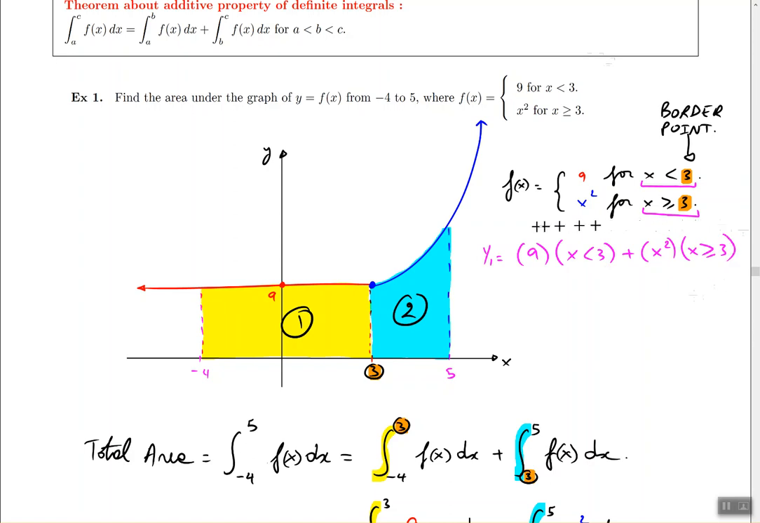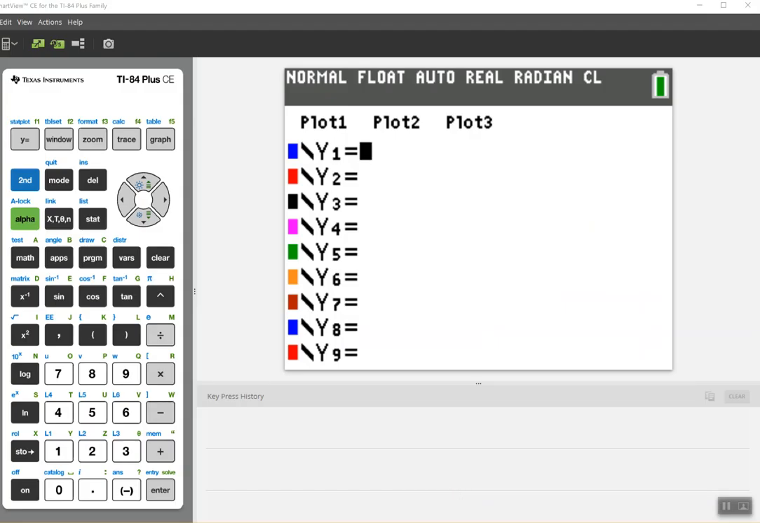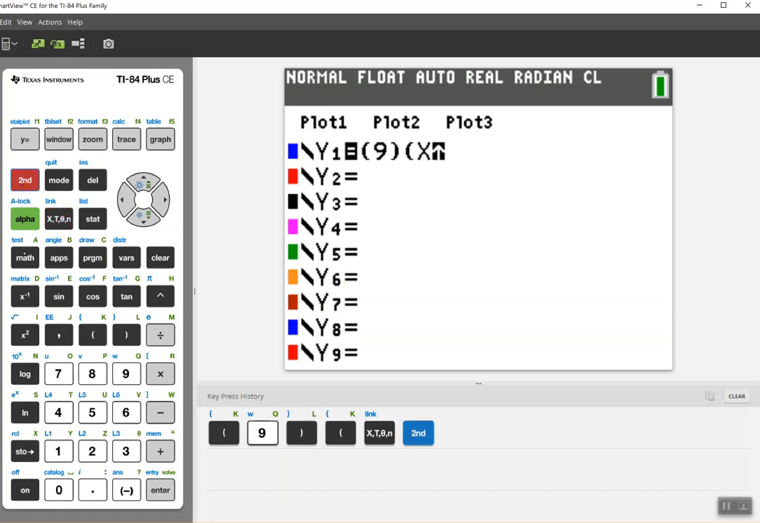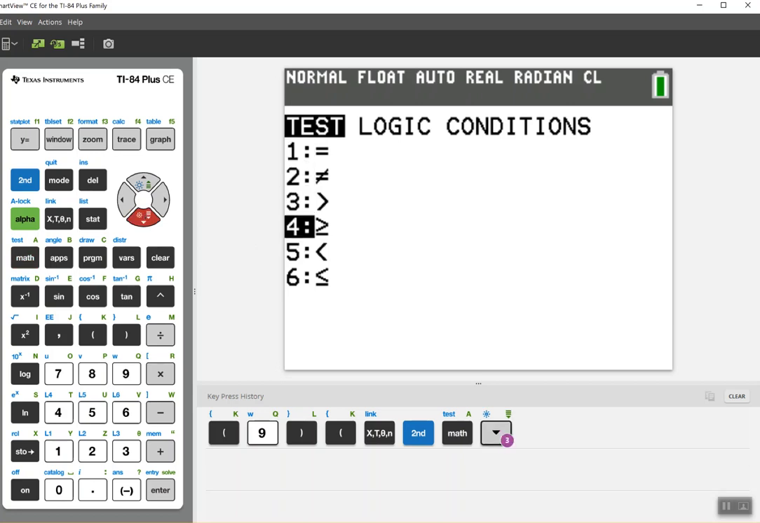So let me show you how we can plug all of these things into the calculator. And once you plug them all in, you can use the same kind of command features that we did before to get the area underneath the curve. Okay, so here we go. First, typing the 9 inside parentheses, and then the condition x less than 3. How do you find less than on this keyboard? You have to click second, then math. That gets you the less than, greater than, and so on. Less than is option number 5. So you can go down with your arrow 5 times in a row, or you could just click 5 on the keyboard and you get it on your screen.